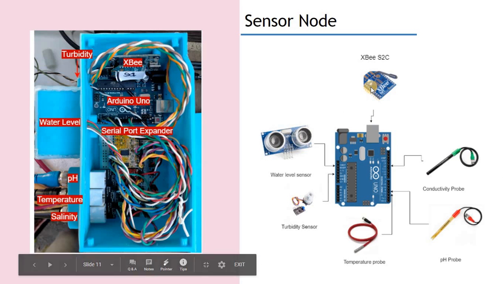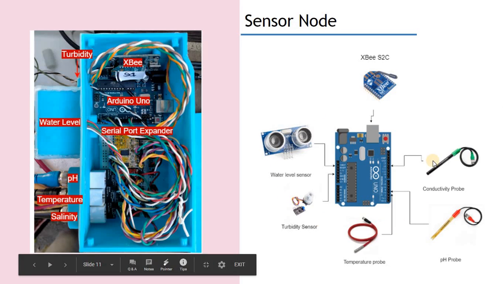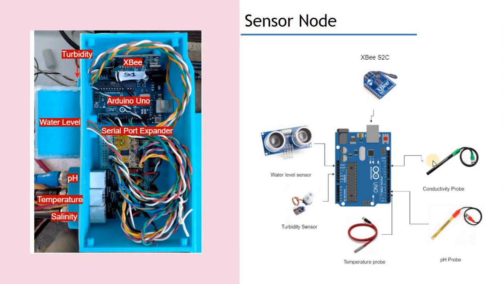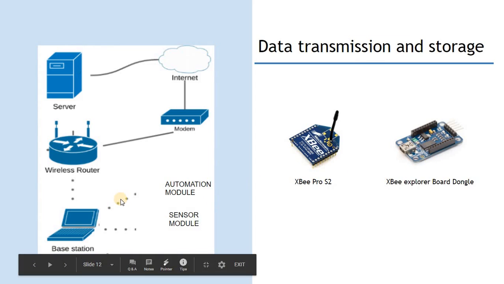The sensor node is composed of an XBee S2C module along with 5 parametric sensors. The sensor nodes have a one-way communication to the base station. The gathered data from the sensor module will be stored at the base station and in the phpMyAdmin database server.